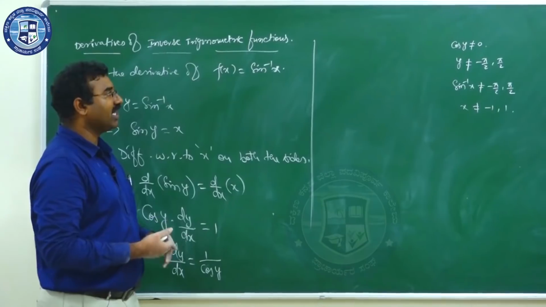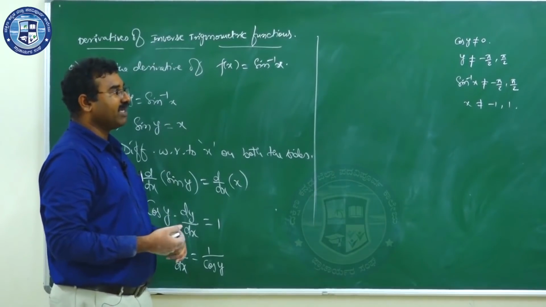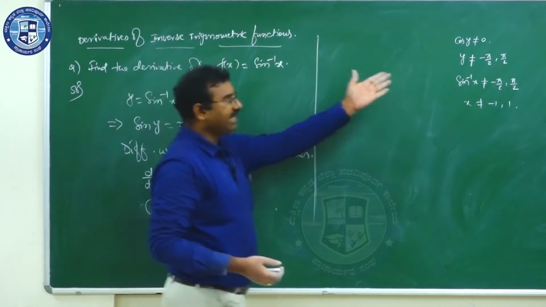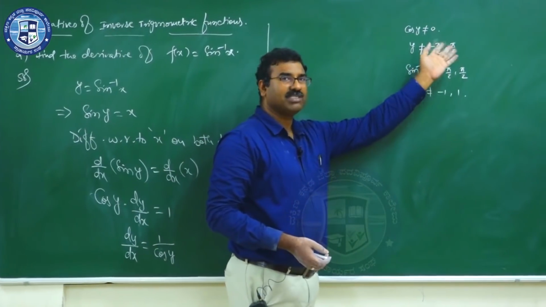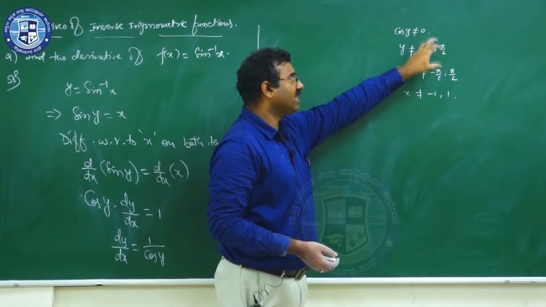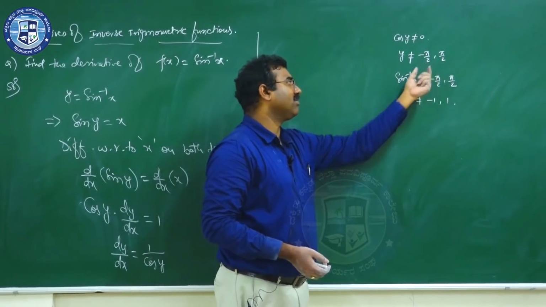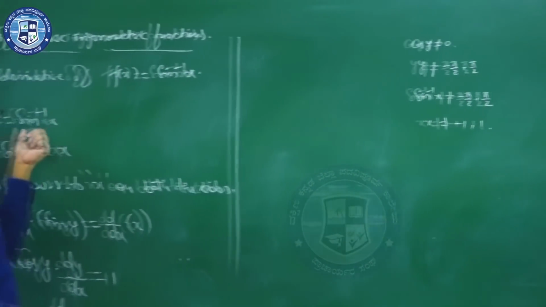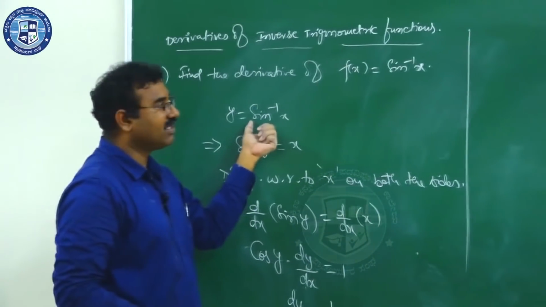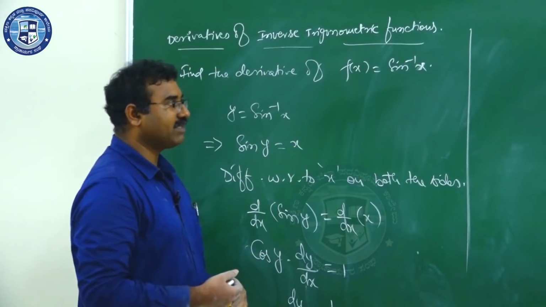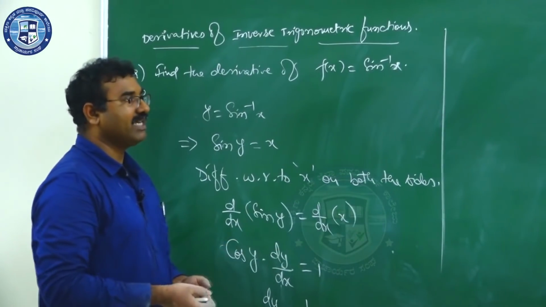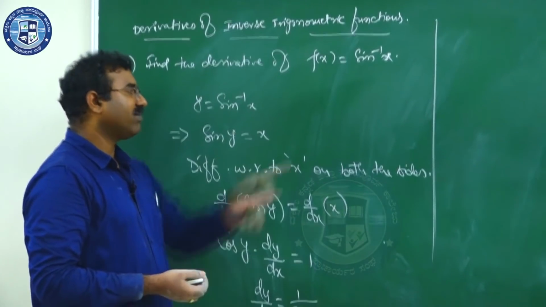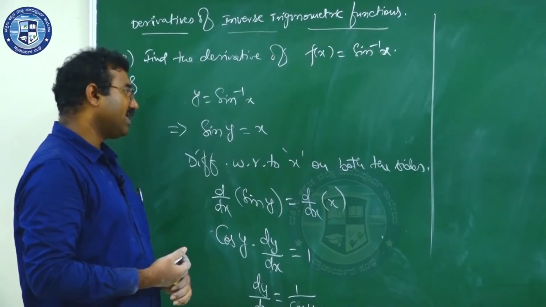So cos y is not equal to 0. That means y should not be minus pi by 2 and pi by 2. And not only minus pi by 2 and pi by 2, it is all odd multiples of pi by 2, but just for the sake of convenience I took two values. Y is equal to sine inverse x. That's why sine inverse x should not be minus pi by 2 or pi by 2. When we get sine inverse of minus pi by 2 and pi by 2, x is minus 1 and plus 1. So that's why x should not be minus 1 and plus 1.